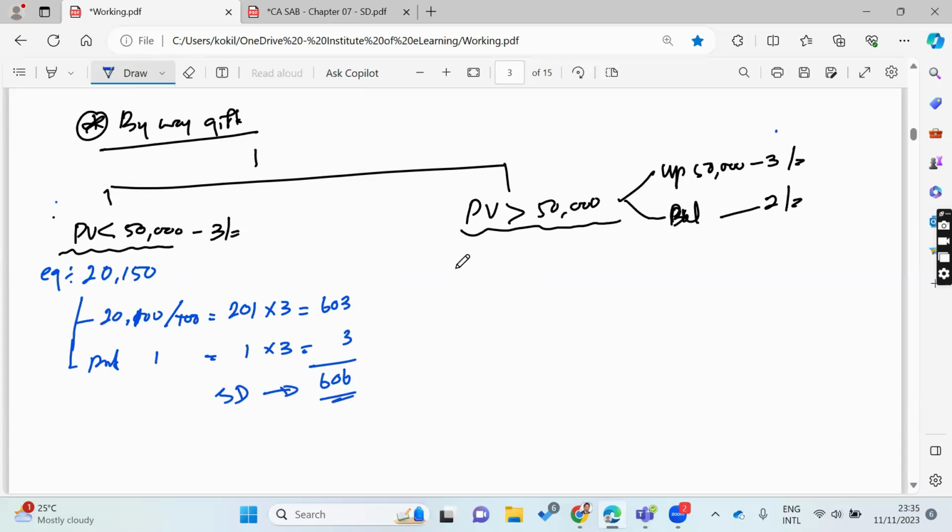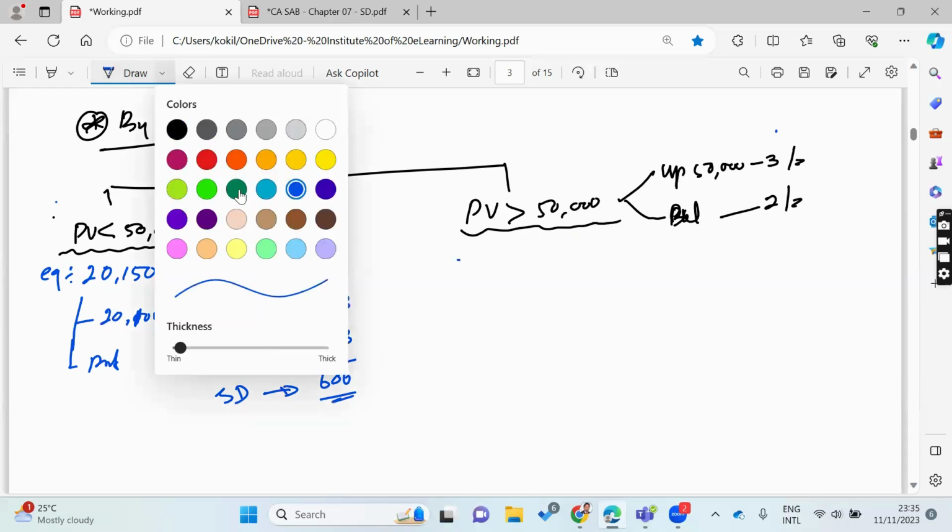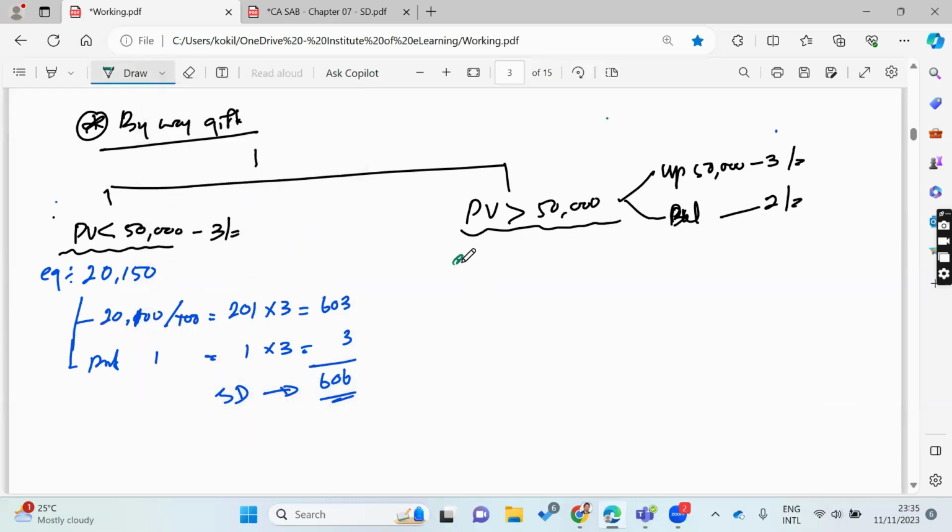Right. Let's say, as an example, you are getting a property value of more than 50,000. As an example, let's say you are getting 78,980. Here, how to calculate? Up to 50,000, 3 rupees. Then if you divide by 100, how many pieces of 100? 500. Right? You need to multiply it by 3. Then you will get 1,500. Then the balance how much?